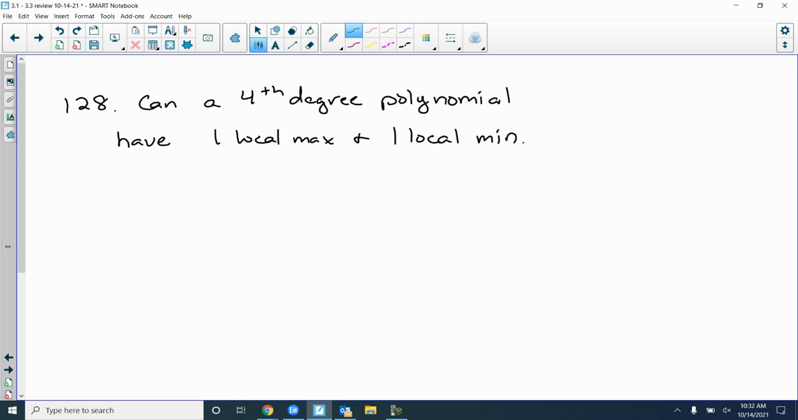Pick a few of you. Brandon, what do you say? I'd say no, because you can only have a max or min, not both, since it's an even multiplicity or whatever. All right, he says no. Andrew? I said no because it crosses 0 4 times. Okay. We said no. What do you say, Katie?